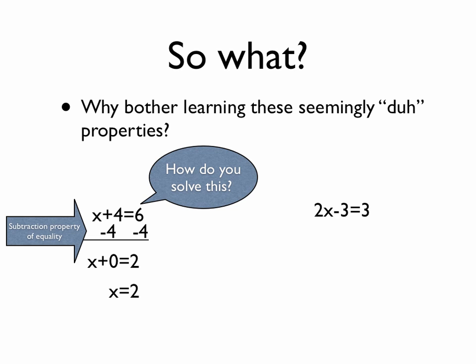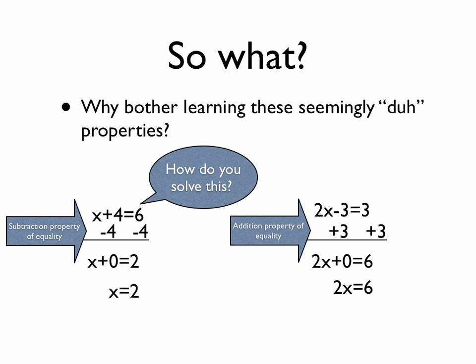If you had an equation like this, 2x minus 3 equals 3, the first thing you might do is add 3 to both sides. And you would get 2x plus 0 equals 6. When you do that first step, what you're applying is the addition property of equality. Adding 3 to both sides doesn't make the resulting equation untrue, and that's the addition property of equality.